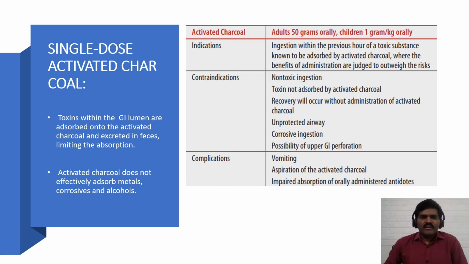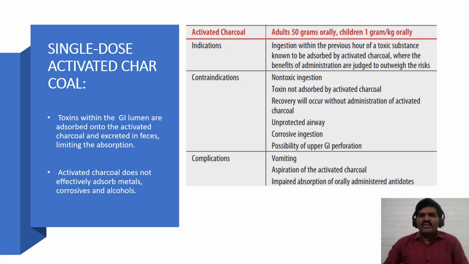Next option available is single dose activated charcoal. Toxins within the GI lumen are adsorbed onto the activated charcoal and they are excreted in feces, limiting the absorption of the compound. Activated charcoal does not effectively adsorb metals, corrosives, and alcohols. The indications for activated charcoal include ingestion within the previous hour of toxic substances known to be adsorbed by activated charcoal, where the benefits of administration are judged to outweigh the risks.